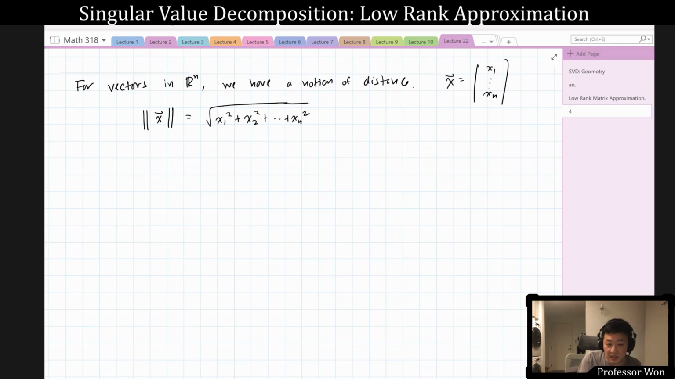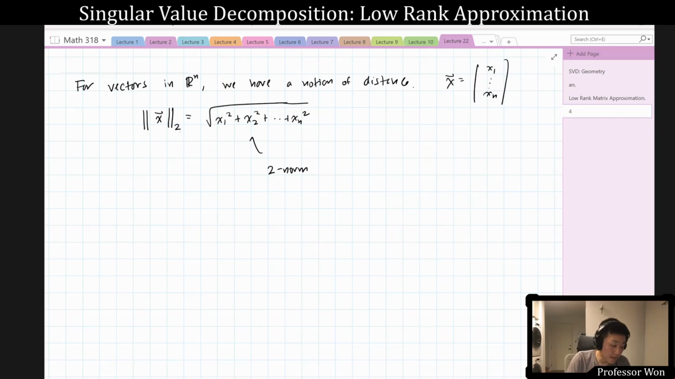Okay, this is called, if you're an analyst, you might call this the 2 norm. So this is the 2 norm. And you call it the 2 norm because you're taking squares and square roots. You could also take, say, the cube root of the sum of the cubes. That would be the 3 norm. Okay, so because this is called the 2 norm, I'm gonna sometimes decorate this with a 2 underneath.